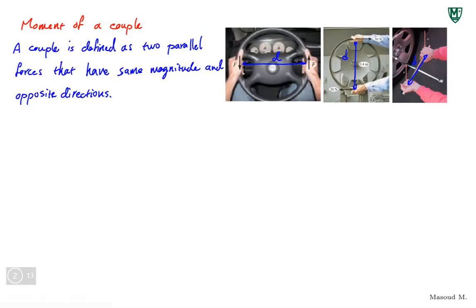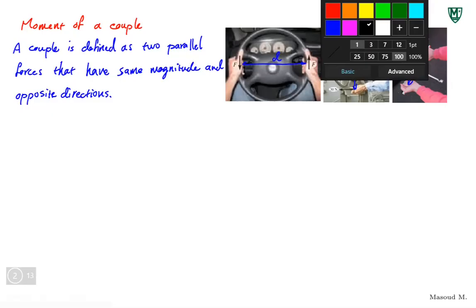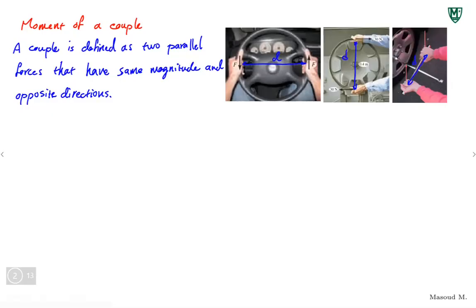So let's use what we've learned from before to find out what is the moment of a couple. Right? If I have a force, let's say in this direction, and another one parallel to this force with the same magnitude here. So I call this F, I call this minus F. It's two forces that have the same magnitude. And I want to find the moment of these two forces. It's a system of forces around point O.